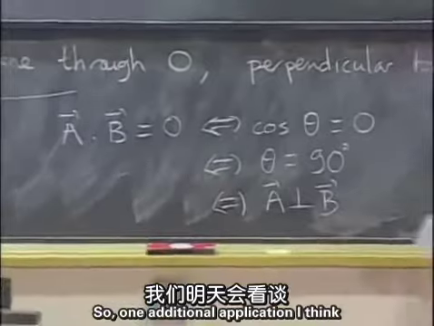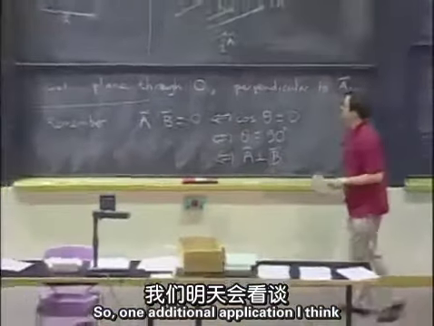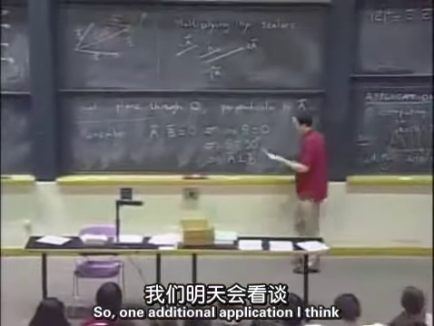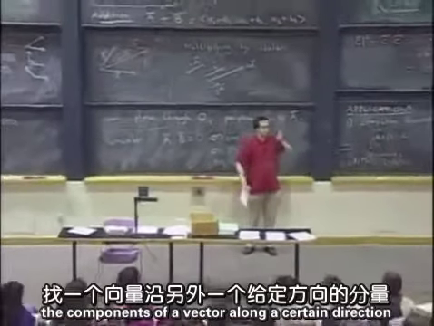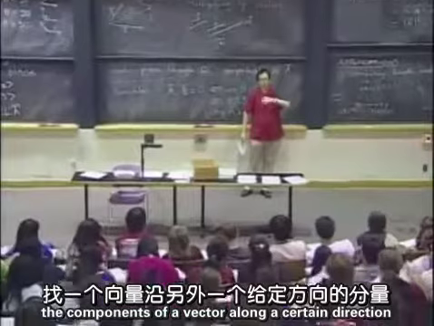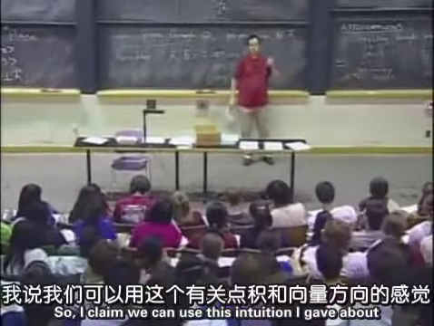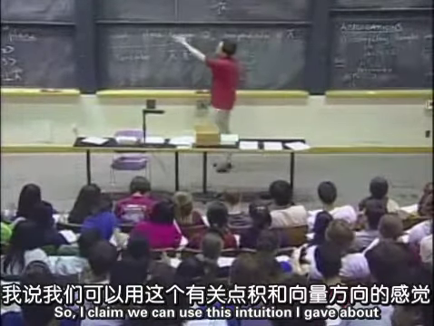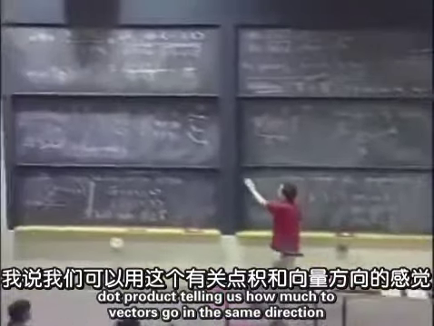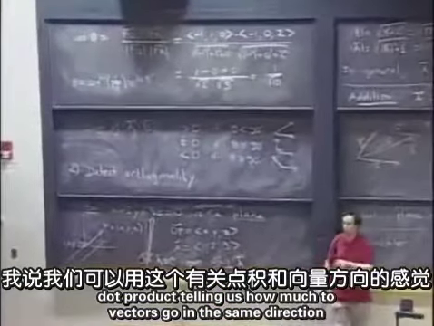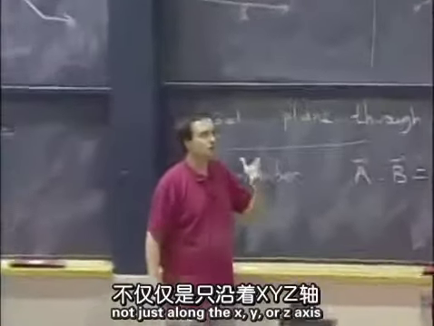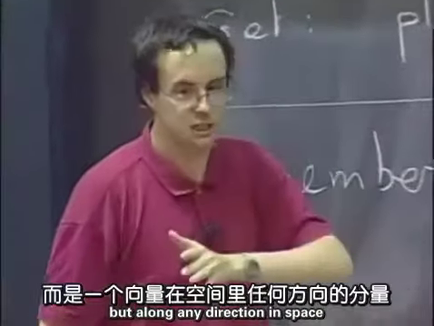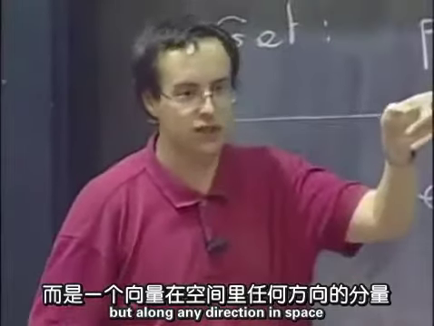One additional application, I think we'll see that tomorrow, is to find the components of a vector along a certain direction. I claim we can use this intuition I gave about dot product telling us how much two vectors go in the same direction to give a precise meaning to the notion of components of a vector, not just along the x, y, or z axis, but along any direction in space.